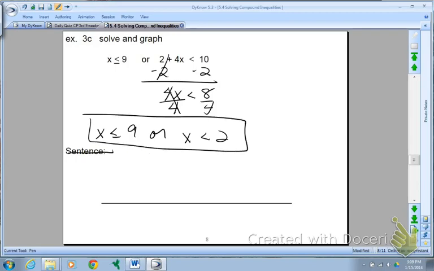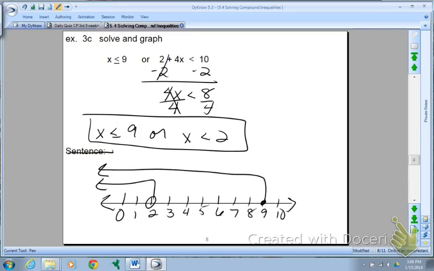Now, let's graph these two. So x is less than or equal to 9, or x is less than 2. Now, the other two graphs we had, or they went in opposite directions. And usually they do, but every once in a while they go in the same direction. And remember, for or, it only has to be true for one. So where does the graph start? Where does it start being true for just one? At 9. And everything to the left.